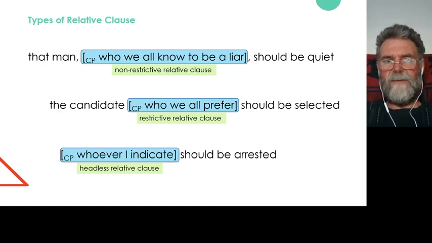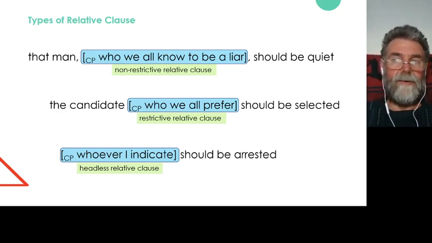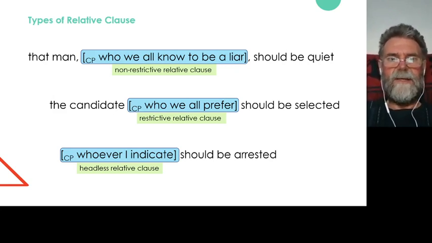Now in this case, the restrictive relative clause does pick out the person that we are referring to there. That is, the person who we're referring to is the candidate who we all prefer, as opposed to another candidate. So what we're actually seeing here is that a restrictive relative clause restricts the reference of the phrase that it's part of, whereas a non-restrictive relative clause just simply adds extra information about that phrase. So they have very different semantic properties.